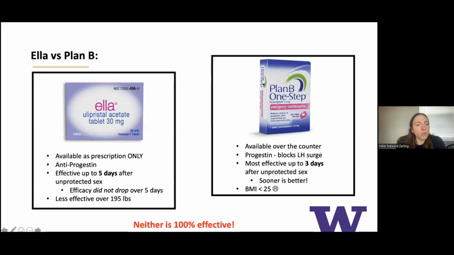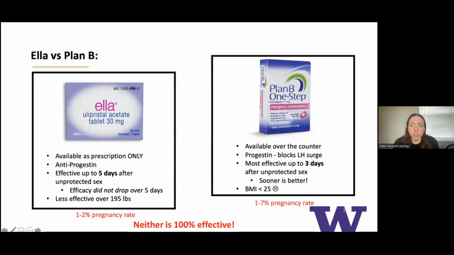Even though it's prescription only, patients can buy it online. There are websites called Nurx or Project Ruby where you can buy it for about $50. The weight limit is a little bit less significant, but there is some data to suggest that over 195 pounds, it's less effective. And just a reminder that neither of these is 100% effective. With Ella, it's about a 1 to 2% pregnancy rate, and with Plan B, a 1 to 7% pregnancy rate.